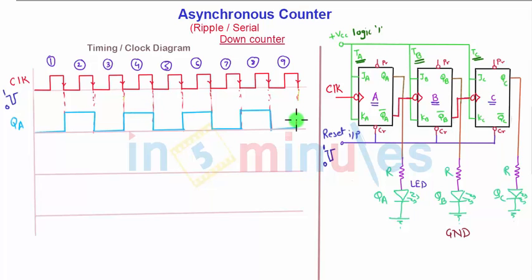In a similar manner, I will plot the output for QB. Before plotting the output of QB, I know that QB is shifted on the rising edge of QA, so I will identify the rising edges. So this is the first rising edge for QA. This is the falling edge, this one is the rising edge, this one is also a rising edge, and here again this will be the rising edge. Okay, so for the rising edge of QA, QB will be changed, and as I know that the reset pulse is applied to all the flip-flops, QB will also be 0 for the first clock cycle.